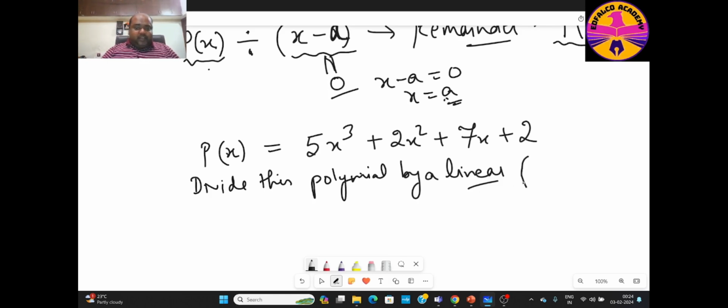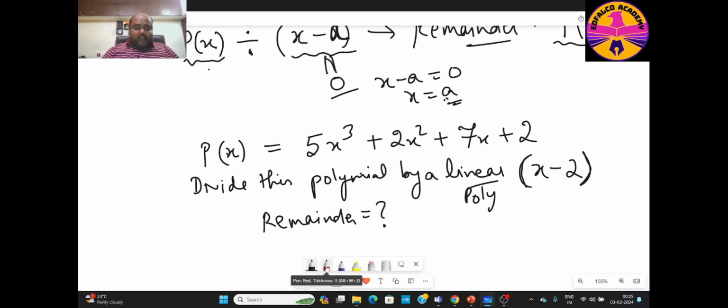When we are talking about this division, we are only considering a linear expression or linear polynomial. So it is going to be divided by a linear polynomial, which, let's say, is x minus 2. This is the polynomial x minus 2, x to the power 1, so it's linear, right? It has a degree of 1. So it is going to be divided by x minus 2. And then what we have to find is what will be the remainder if I divide this polynomial with this particular linear polynomial x minus 2. So first of all, let's see what the theorem is saying, and then we will try to understand the proof of all this.